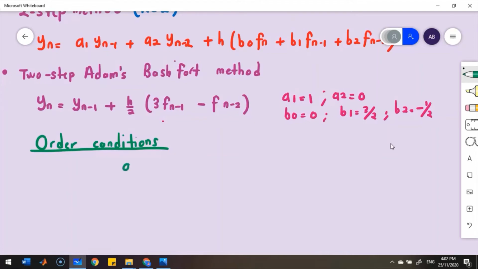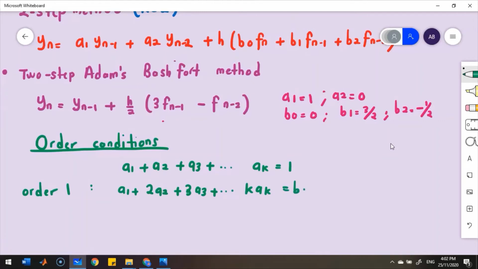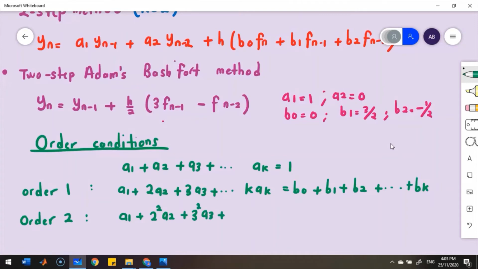The order condition for order 1 starts like this: a1 plus a2 plus a3 up to ak equals 1. For the method to get order 1, we have a1 plus 2a2 plus 3a3 plus k ak equals b0 plus b1 plus b2 up to bk. To get order 2, we have a1 plus 2 squared a2 plus 3 squared a3 plus k squared ak equals 2 times b0 plus 2b2 plus 3b3 up to kbk.